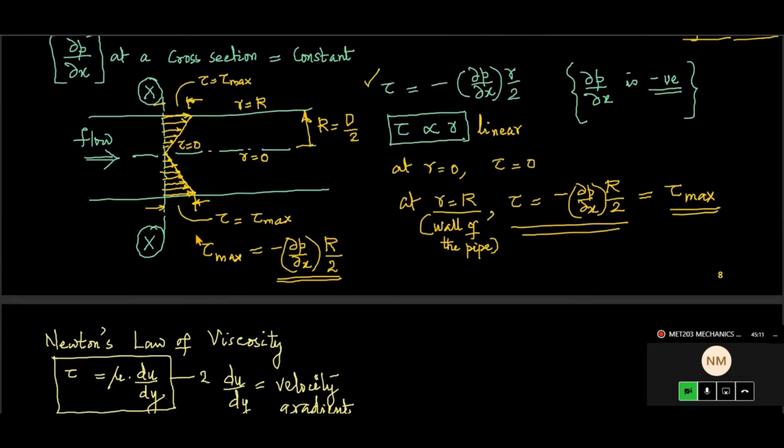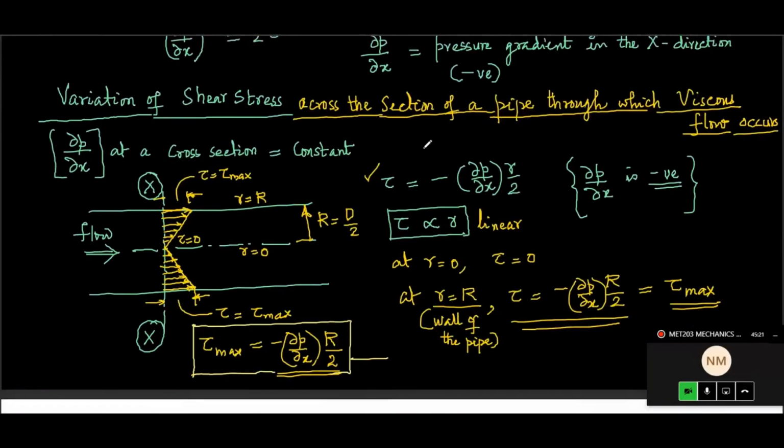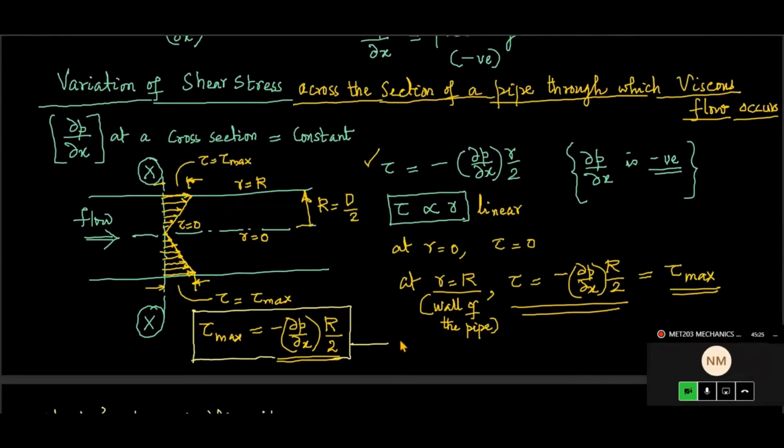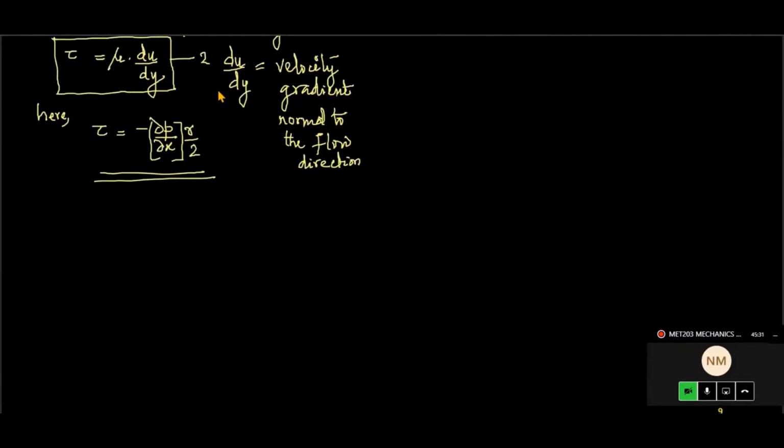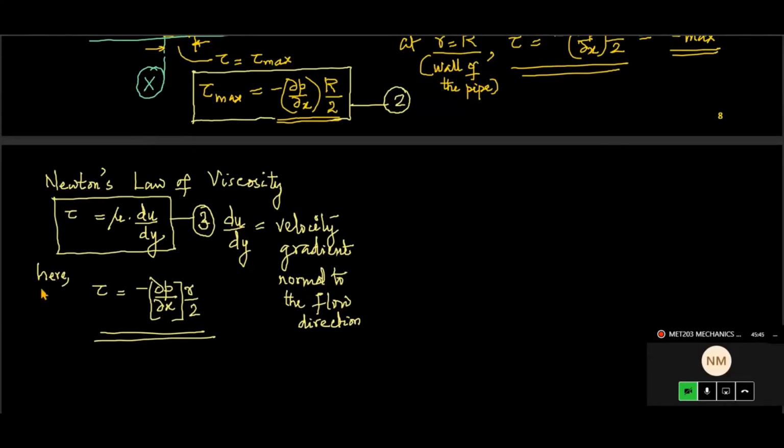See, the maximum value of shear stress, that equation is also of great concern for us. So this we will write as equation number 2. The variation of shear stress with radius we write as 1, and this maximum value is at the pipe wall, equation 2. Then Newton's law of viscosity, let me write as 3, and then equating expressions 1 and 3. This is the one we earlier named as equation number 1.